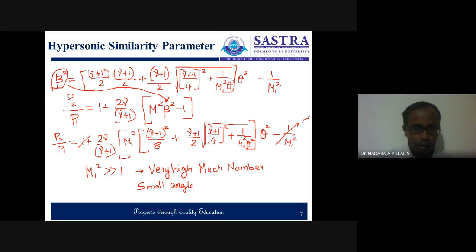Right. So now this equation should be: we have 2 gamma by gamma plus 1, M1 square into gamma plus 1 by 8, gamma plus 1 square by 8, plus gamma plus 1 by 2 into root of gamma plus 1 by 4 square plus 1 by M1 square theta square. So we can write this equation now in a different way. Say this first term, 2 gamma by gamma plus 1. Let us write this equation.